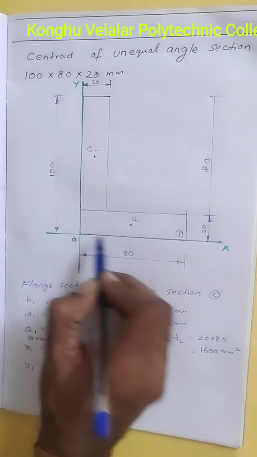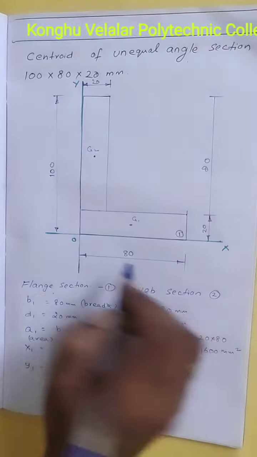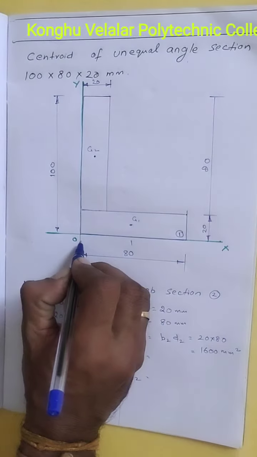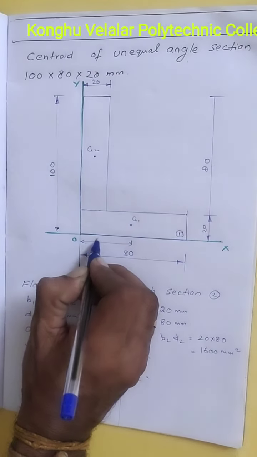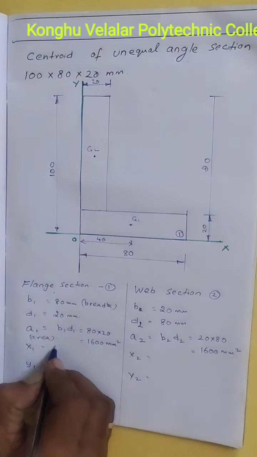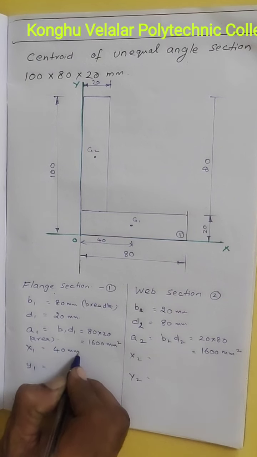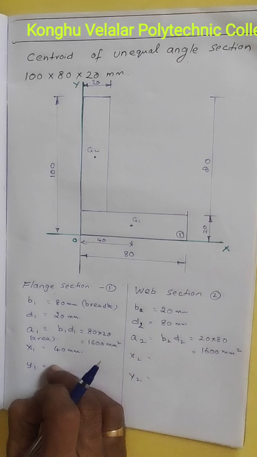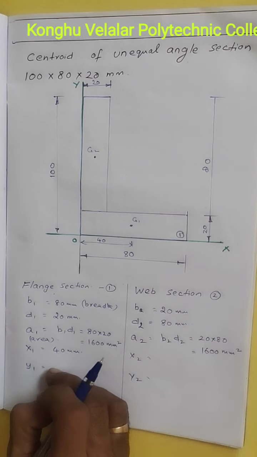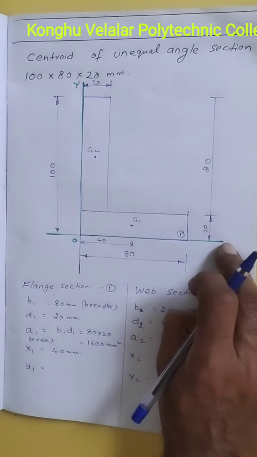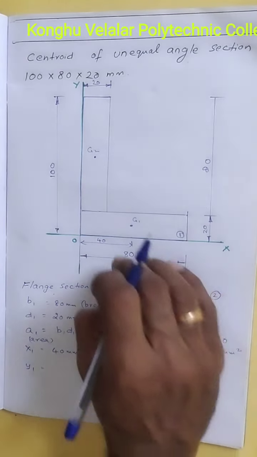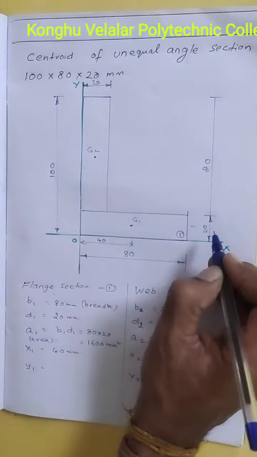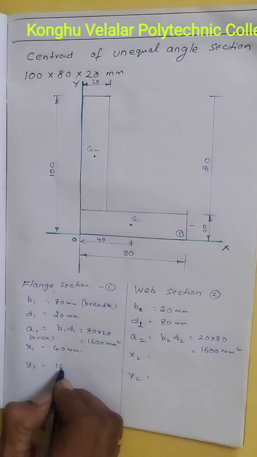So the distance from here to this point is half of 80, so this is 40 mm. And y1, from this 0x, the height up to this point is 10 mm.